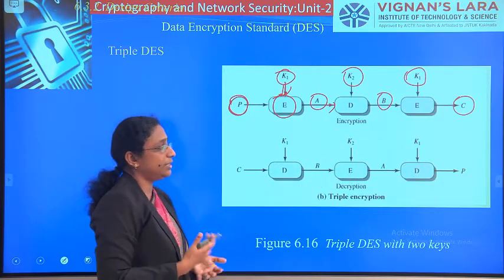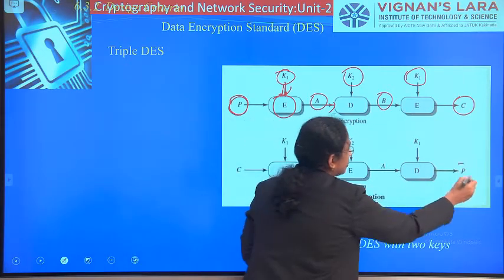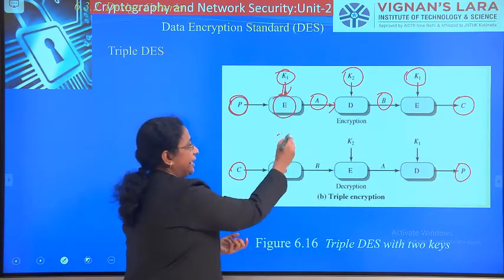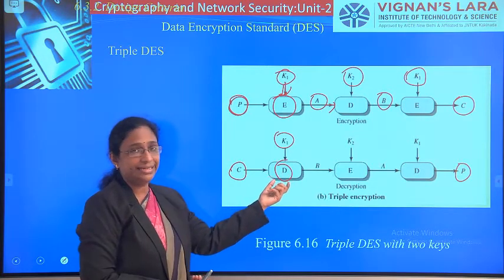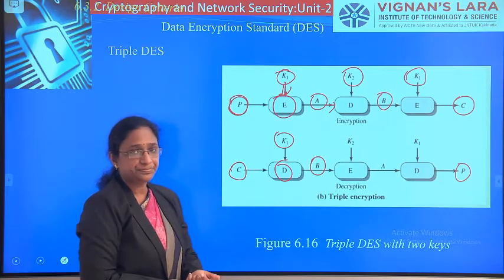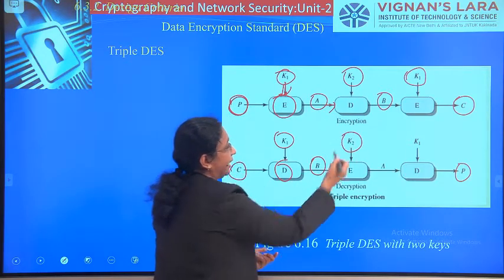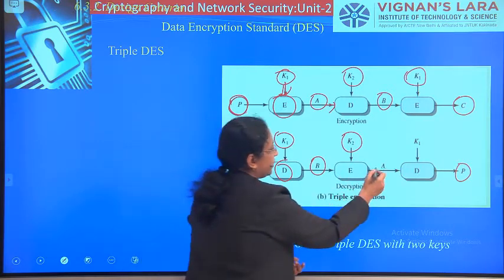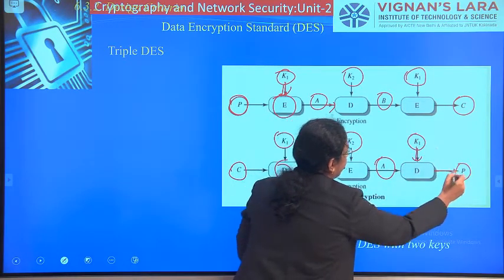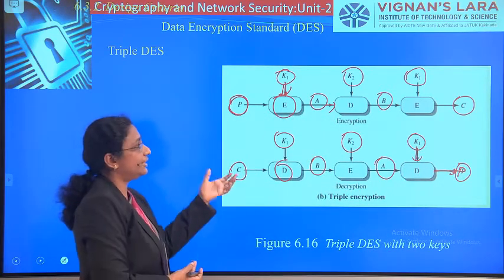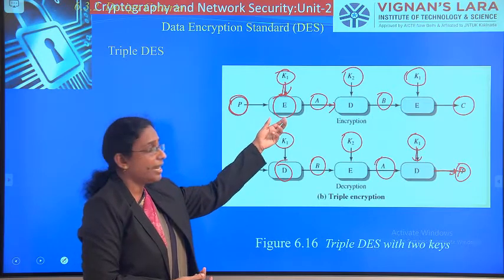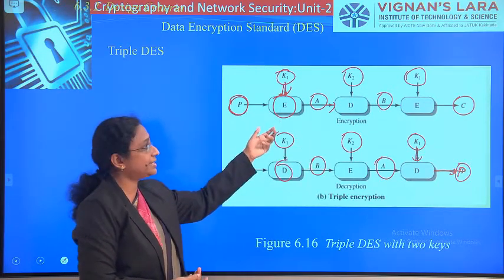Similarly, to get the plain text from the ciphertext, the receiver takes the ciphertext and decrypts it with the key K1, so he gets a ciphertext B. Then this is encrypted again to get the plain text A, and then decrypted again with the key K1 to get the plain text B. So that is triple DES with two keys K1 and K2, where we first do encryption on the plain text, then decryption, and again encryption with keys K1 and K2.